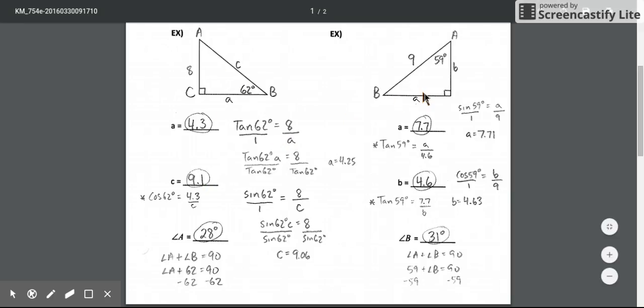We could work on this next one. So we're given an angle, we're given a side length. I'm going to use that information to solve for side length B and side length A. Again, to solve for angle B, we could just use the definition of complementary angles. I know that these two angles are going to add up to 90, so 90 minus 59 is angle B, or 31 degrees.